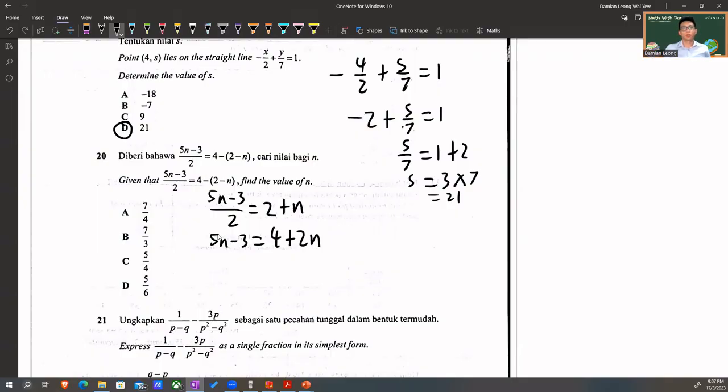Bring over the n, bring over the 3. 5n remains, 4 remains. Plus becomes minus. Minus 3 becomes plus 3. So this is 7. This is 3n. Bring over the 3, times 3, opposite divide 3. n is 7 over 3. Answer B.